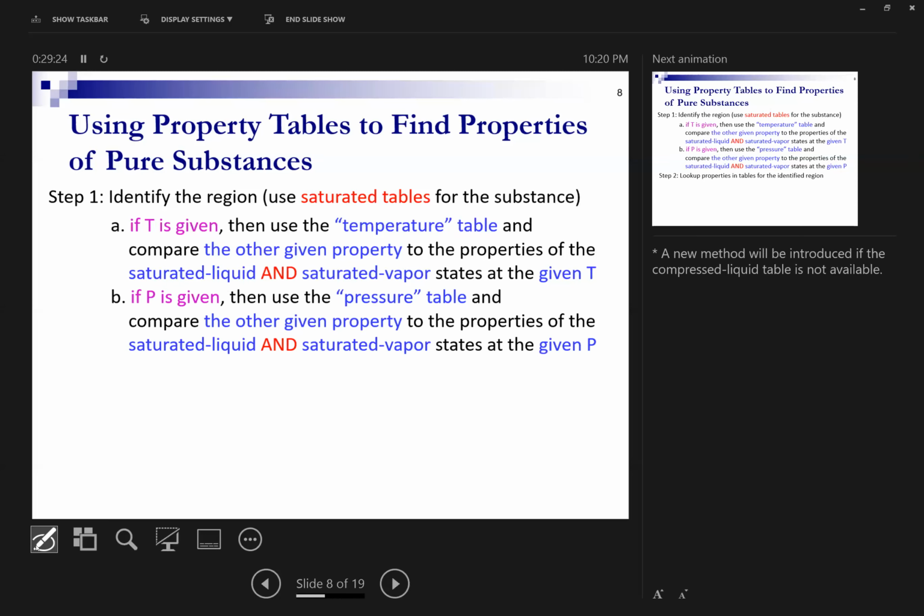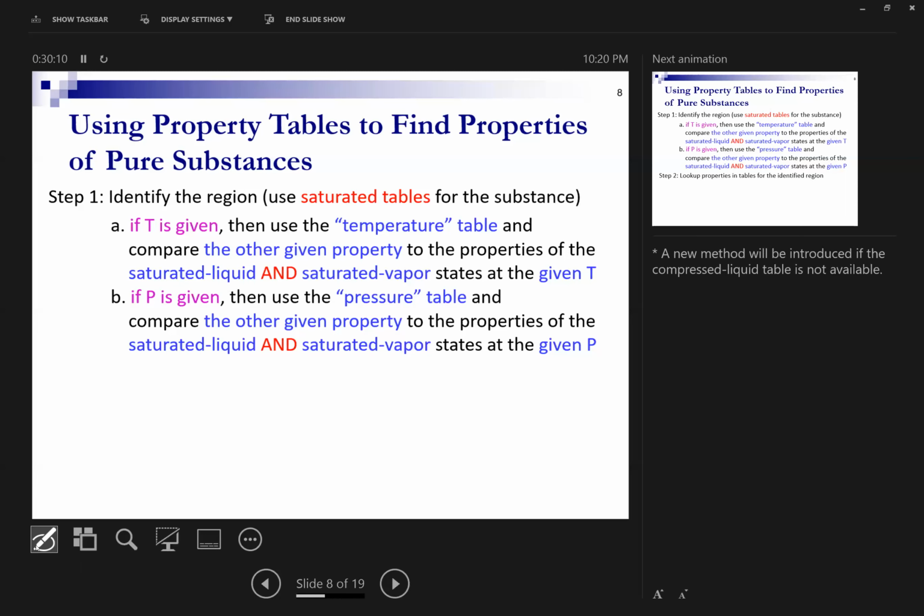Similarly, if I'm given pressure instead of temperature, and a second property, for instance the pressure and internal energy, I use the saturated water tables that are tabulated based on pressure. Then I compare the internal energy at the given pressure with the internal energy of saturated liquid and saturated vapor.